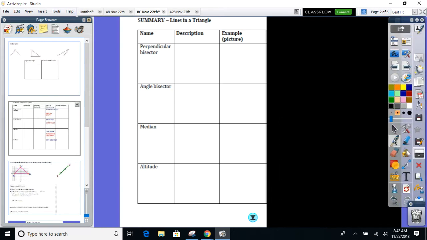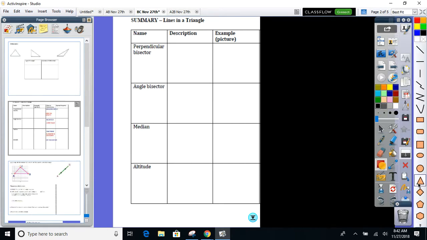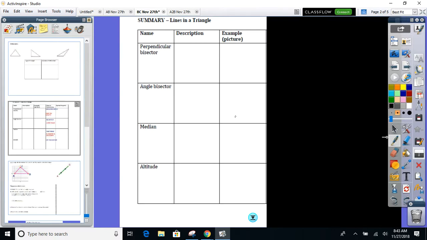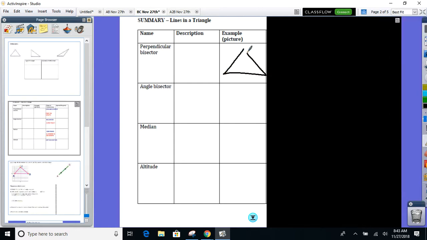All right, let's start with the perpendicular bisector. I'm not really too concerned about the description of it. What I'm really concerned about is the diagram. So can you guys draw yourself a triangle for me, please, in the example? I don't care what the triangle looks like. Now, I want to make this very, very clear.